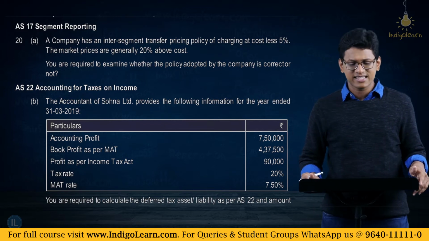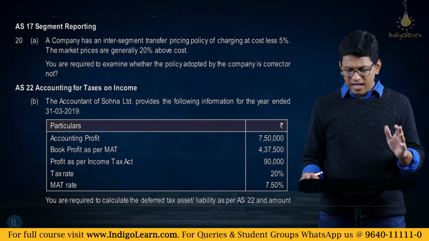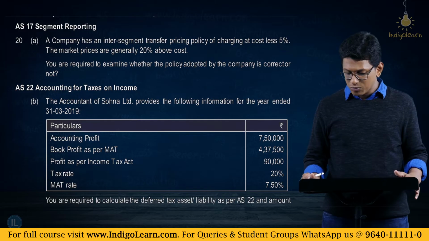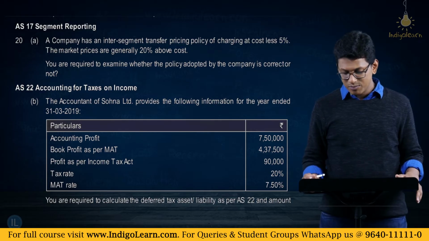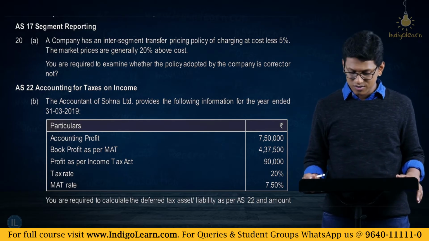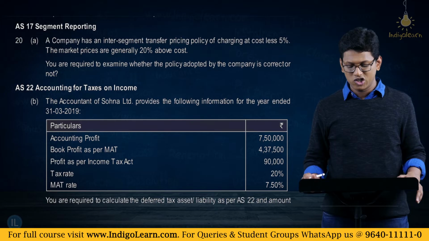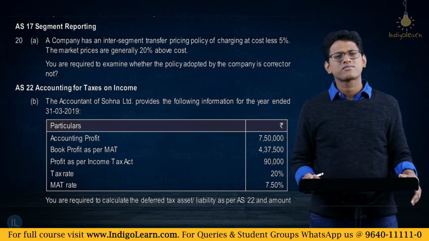It is regarding AS 17 segment reporting. A company has an inter-segment transfer pricing policy of charging at cost less 5%. Market prices are generally 20% above cost. You are required to examine whether the policy adopted by the company is correct or not.